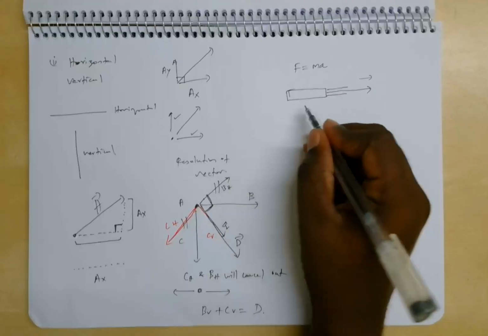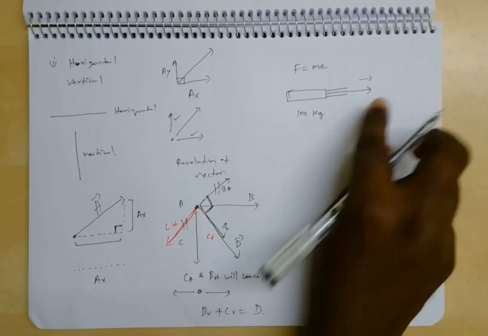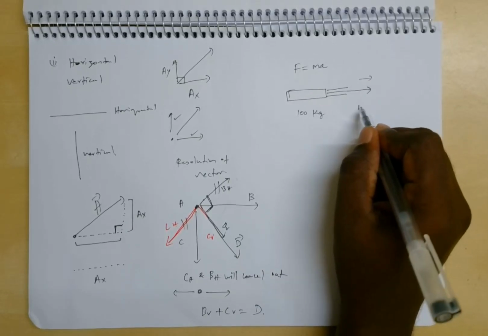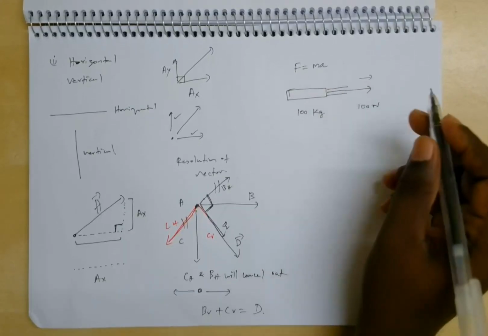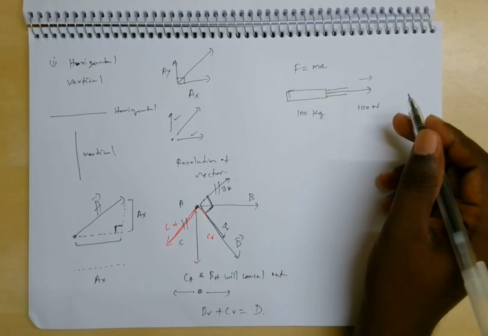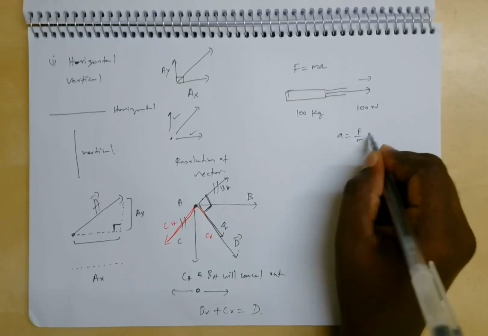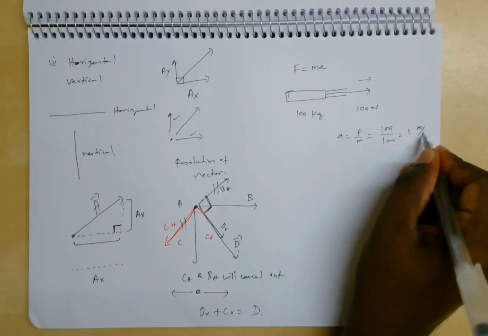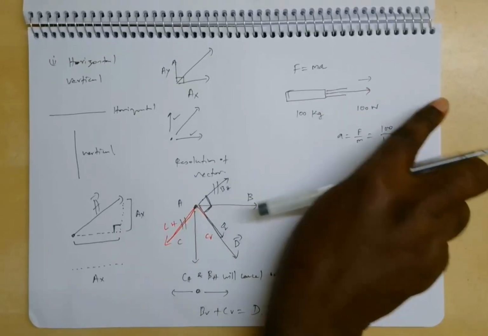Now, for our easy case, let's take the mass of the train as 100 kg. I am pulling with a force of, let's say, 100 Newton. Find me the acceleration of the train. So acceleration, we know, is force by mass. So it will be 100 by 100, so 1 meter per second square. So the train will accelerate with 1 meter per second square in this direction.